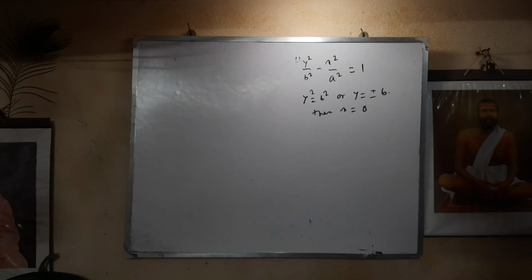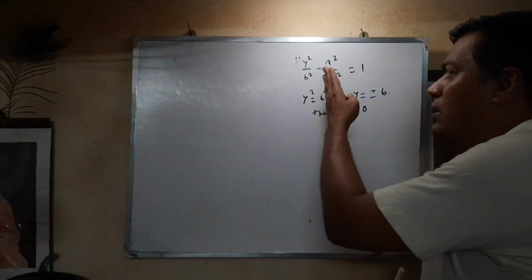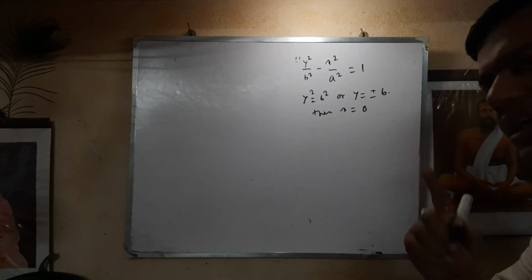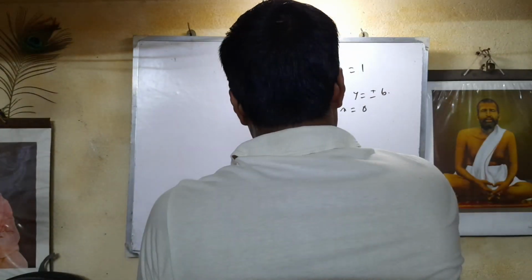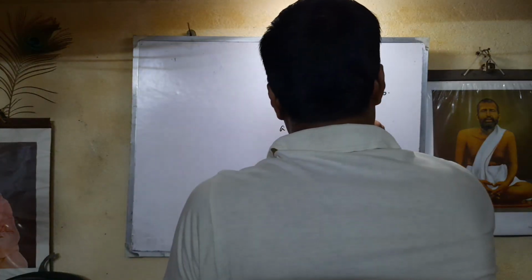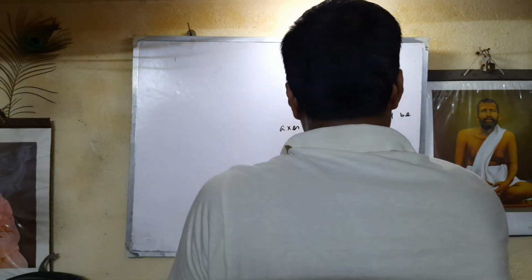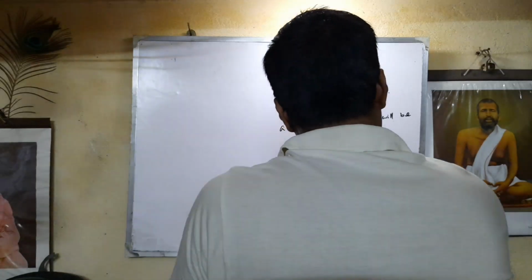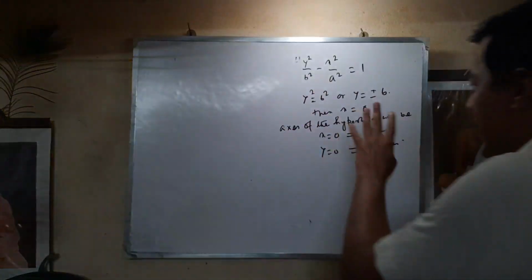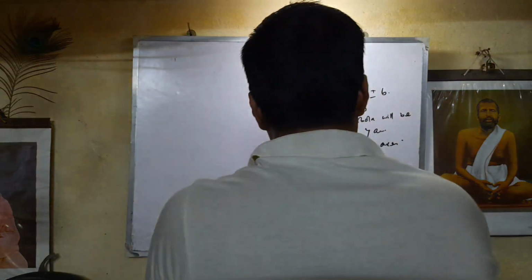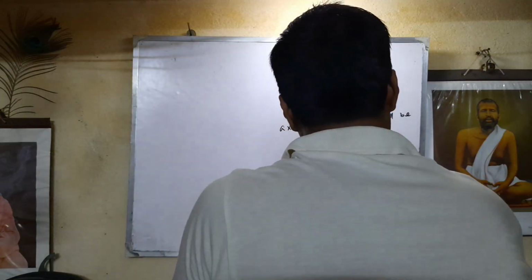Now if you put y square equal to b square, or y equal to plus minus b, then x equal to 0. The axes of the hyperbola will be x equal to 0, that is the y-axis, and y equal to 0, that is the x-axis. But the vertices will be 0, comma b and 0, comma minus b.